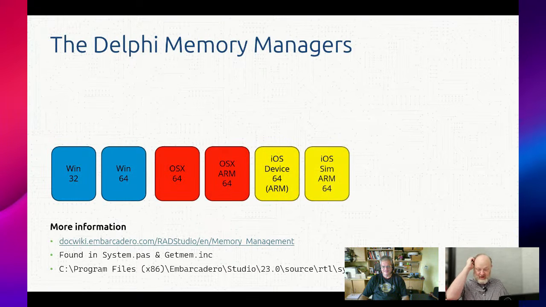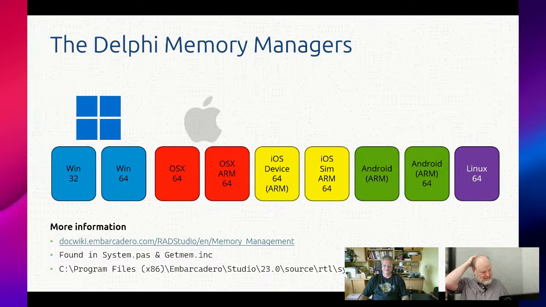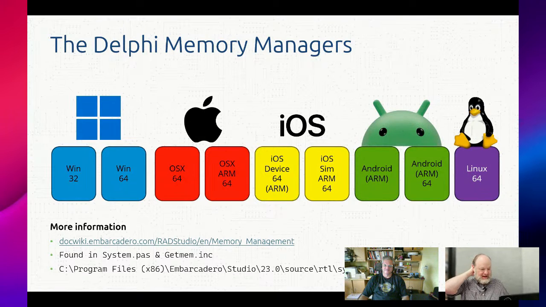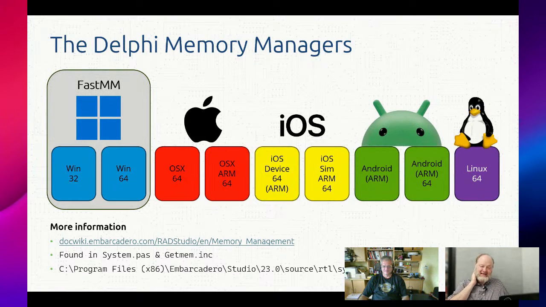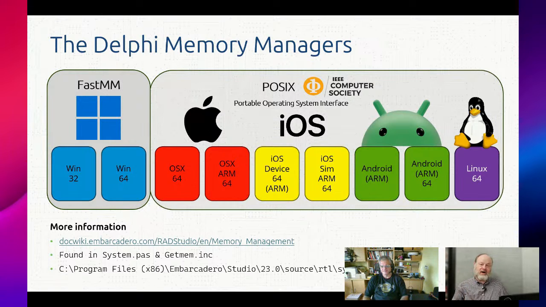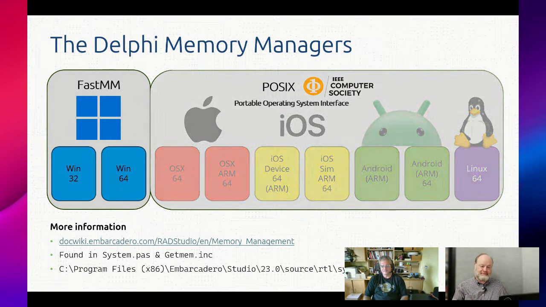So Delphi has multiple memory managers. We have all these different platforms that you can run on with Delphi, and the FastMM that ships in Delphi only supports Win32 and Win64. The rest of them are POSIX based, and they have a different memory manager, so we're not focused on those. POSIX is by the IEEE Computer Society. It stands for Portable Operating System Interface. We're not going to focus on that.